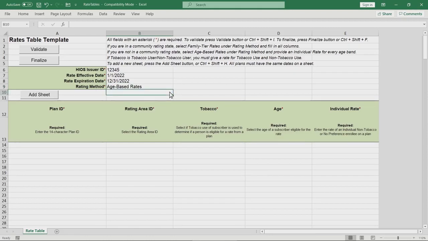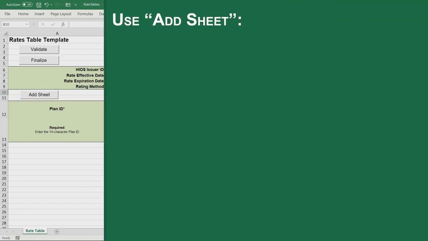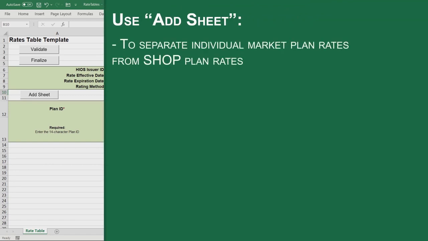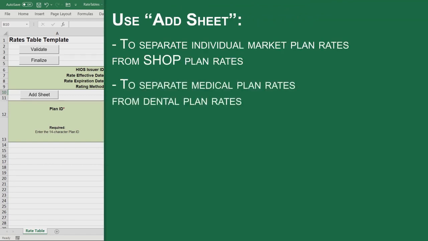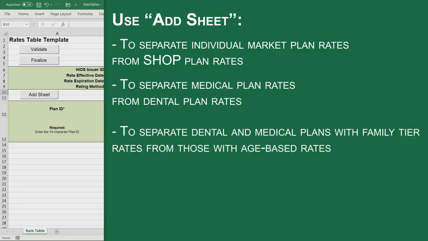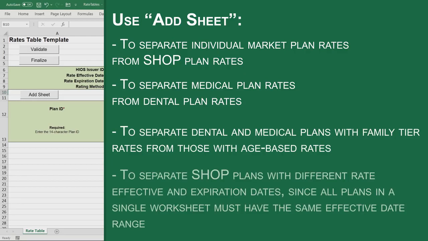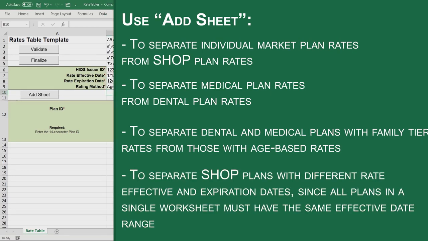The next item in the template is the Add Sheet button. Use this button in the following situations: to separate individual market plan rates from SHOP plan rates, to separate medical plan rates from dental plan rates, to separate dental and medical plans with family tier rates from those with age-based rates, and to separate SHOP plans with different rate effective and expiration dates, since all plans in a single worksheet must have the same effective date range.